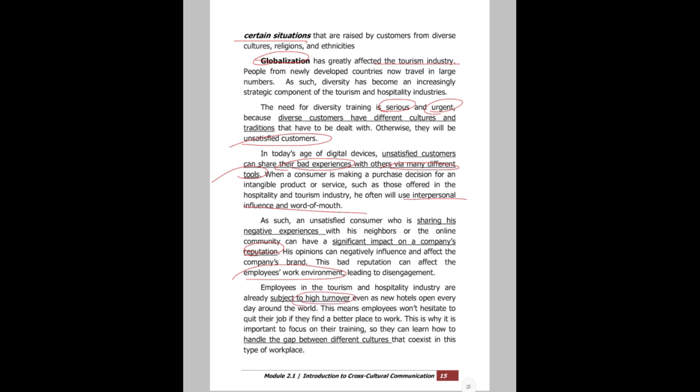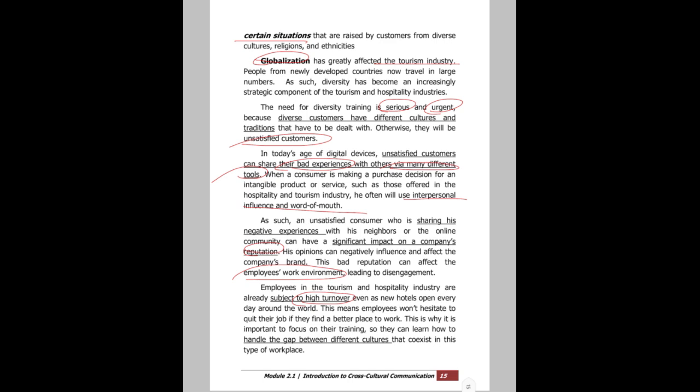Okay. So, it says here that employees in tourism and hospitality industry are already subject to high turnover even as new hotels open every day around the world. So, yung sinasabi natin dito na employee turnover, this is an act of replacing an employee with a new employee. Dahil nga sa dami ng mga hotels na nag-open nowadays, naku-curious yung iba, why not itry kong magtrabaho naman sa ibang hotel? Why not itry ko naman magtrabaho sa ibang restaurant? So, in that case, may nagre-resign, may nag-a-apply.